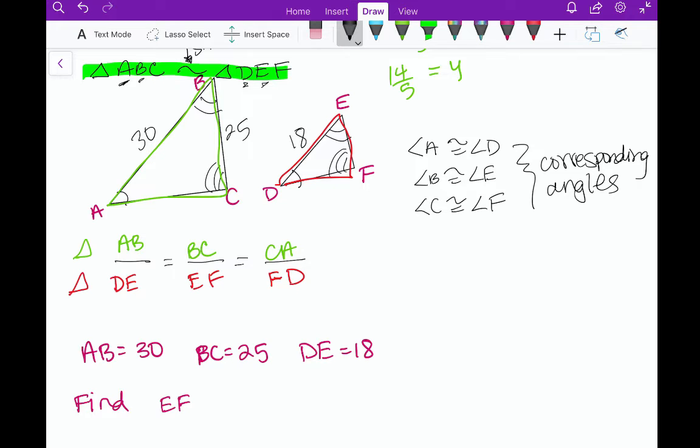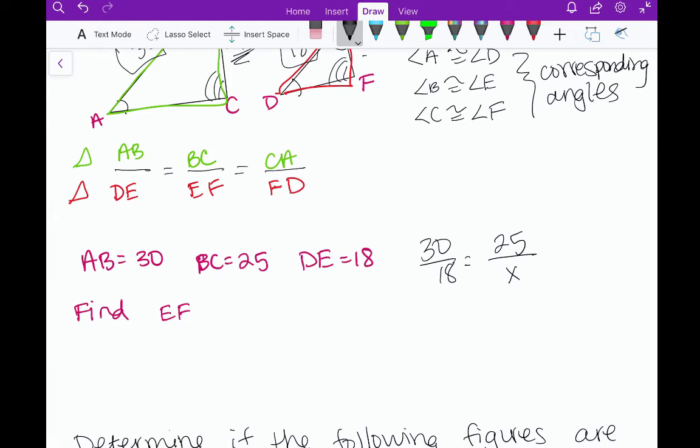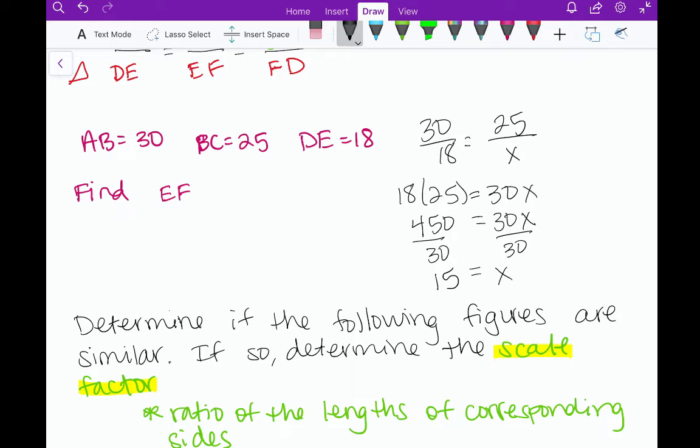So I'm going to compare the AB to the DE. So that's going to be my first ratio. 30 over 18 equals. Now, what do I know? I know the 25. And does that go with the 30 or the 18? It goes with the 30 because it comes from the same triangle. And I'm trying to find EF. Well, does EF correspond to the 25? Yes, it does. So I'm going to call that X. And now I'm going to solve my proportion. So 18 times 25 equals 30x. 18 times 25 is 450 equals 30x. Divide by 30 on both sides. So X equals 15, which is my EF, so EF is 15.